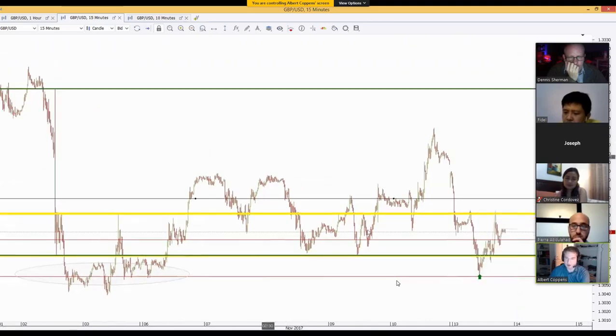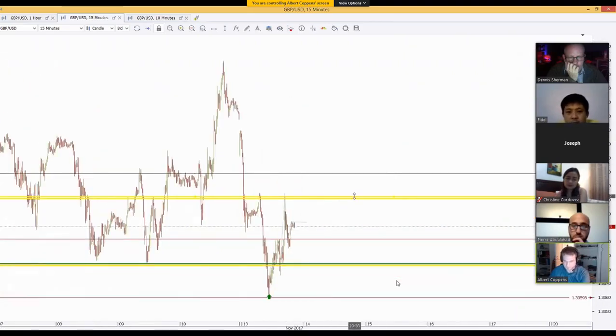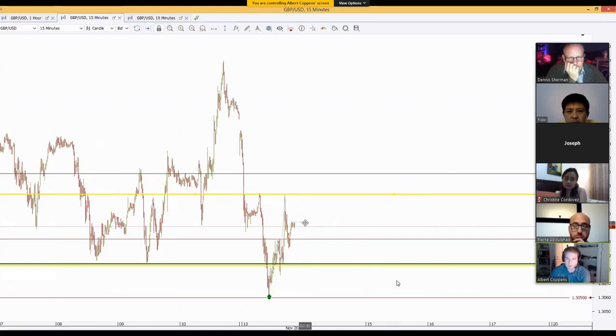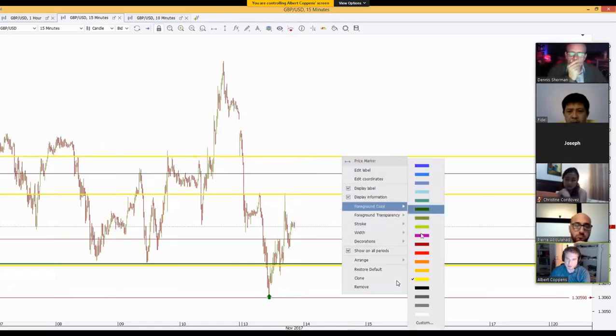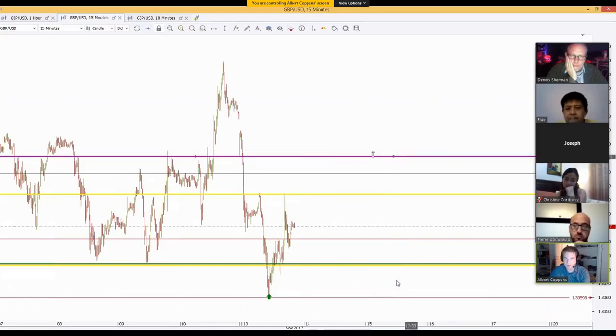But now the $1 million question. What do you guys think? If we broke this level, so prices at the moment, we are trading on the purple line. We broke the level of the interest rate decision of October. Which level will we trade? Anybody?